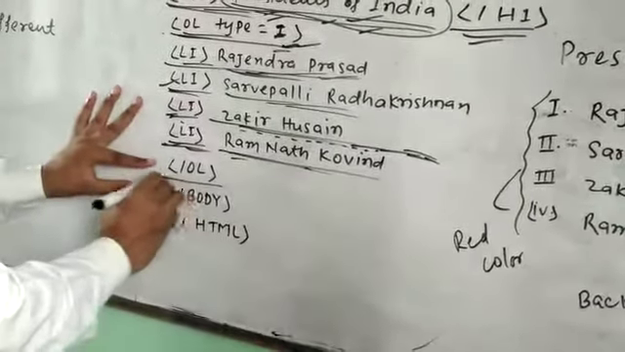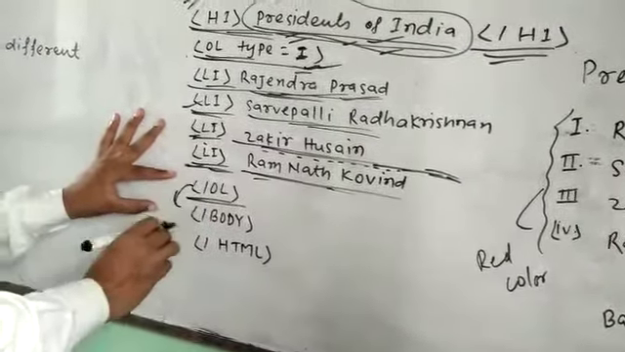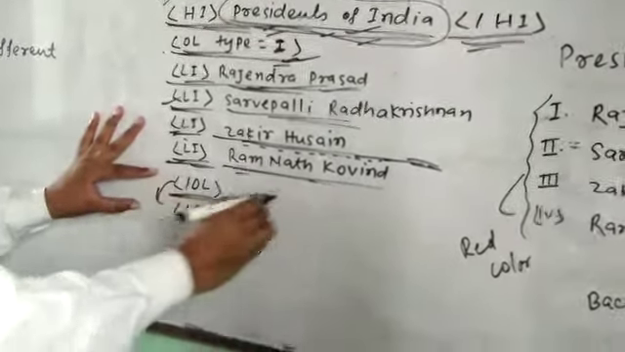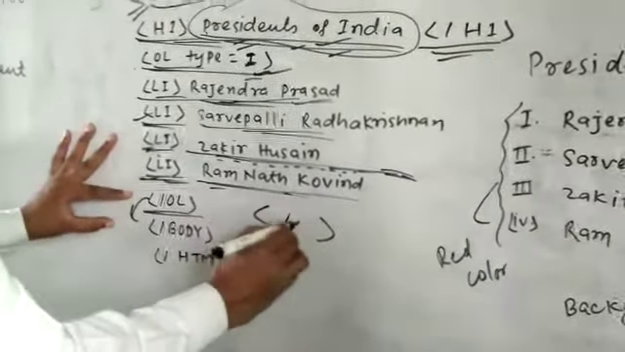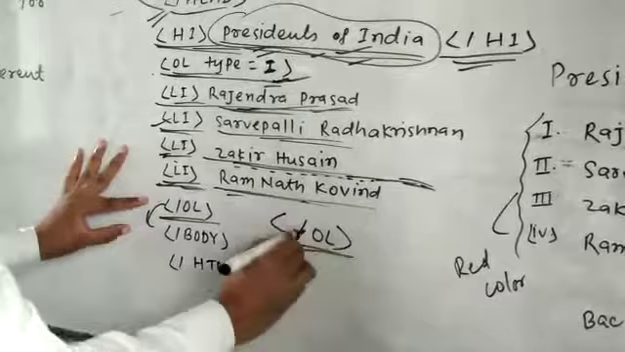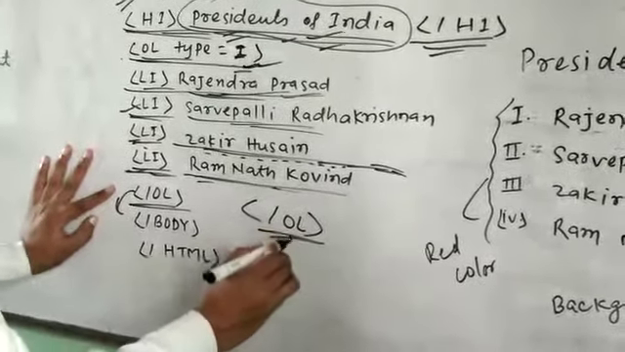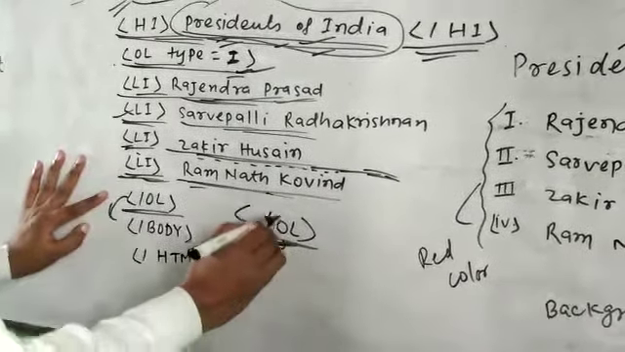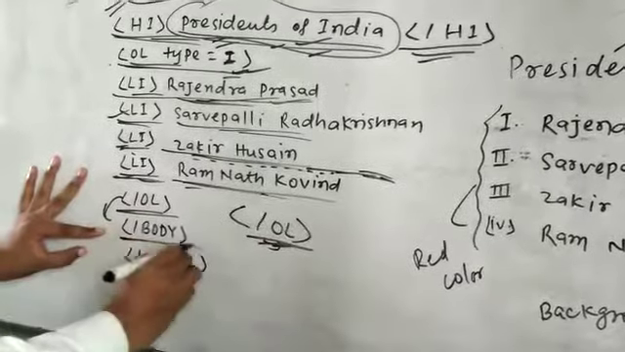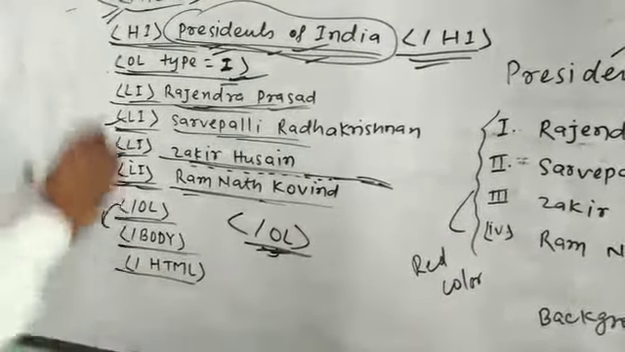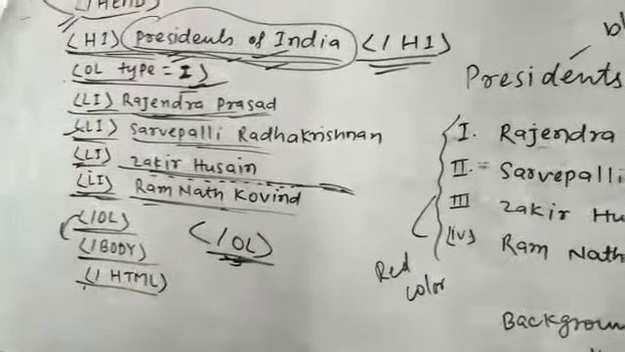Then close the ordered list with the closing tag. This is the closing tag, and OL is the short form of ordered list. Then close the body, and lastly close the HTML program.